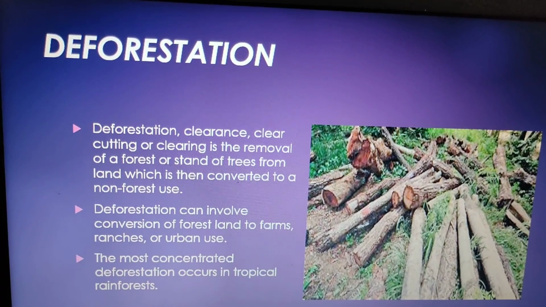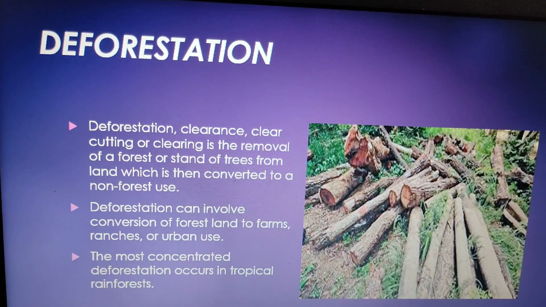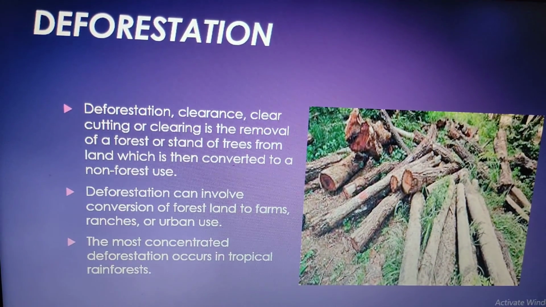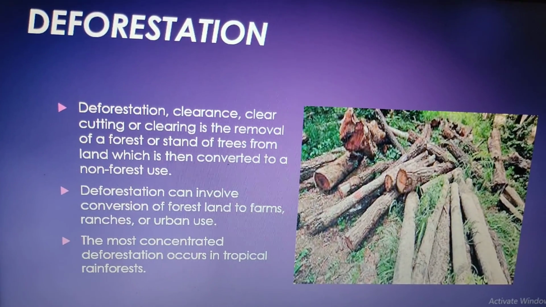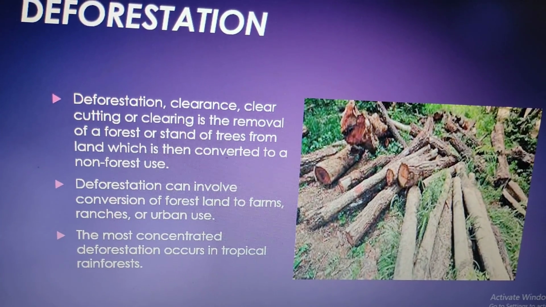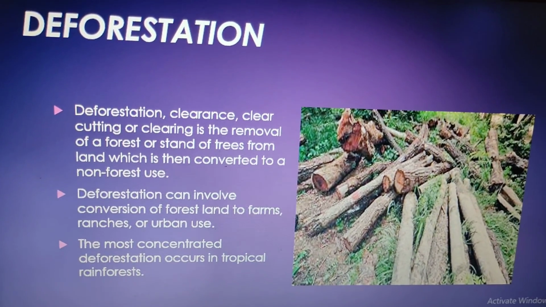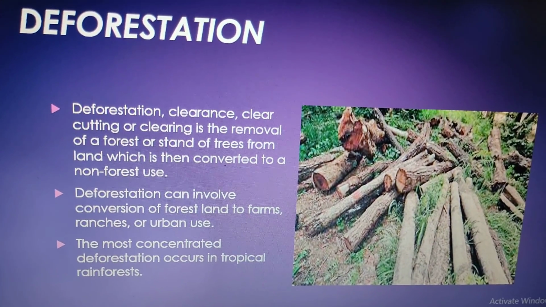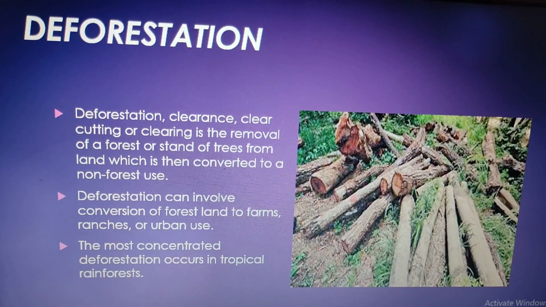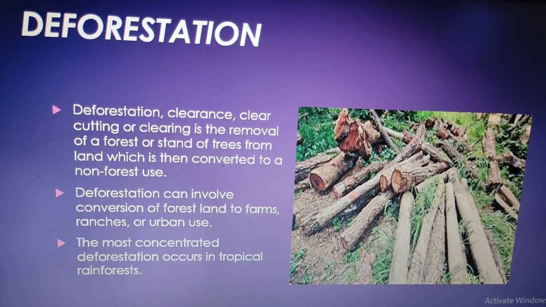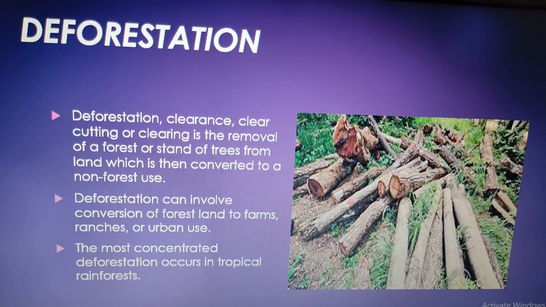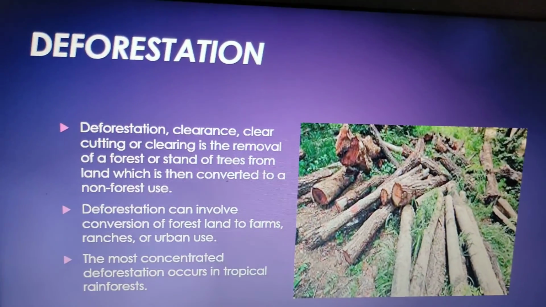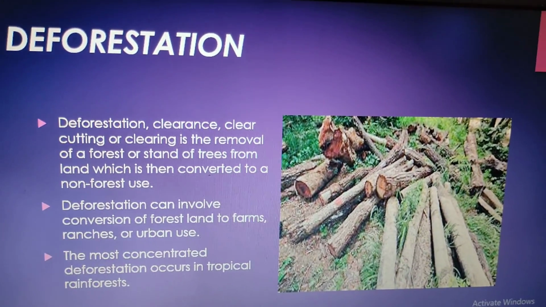Deforestation, clear cutting or clearing, is the removal of a forest or a stand of trees from land which is then converted to a non-forest use, either for building up industries or for agricultural use. Deforestation can involve conversion of forest land to farms, ranches, or urban use. The most concentrated deforestation occurs in tropical rainforest.